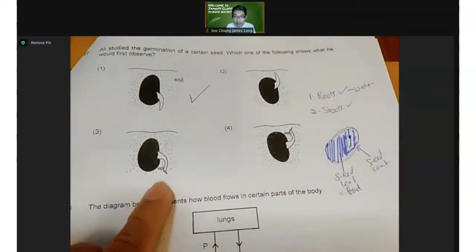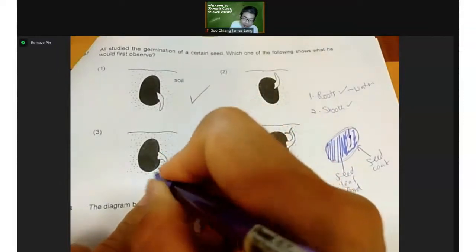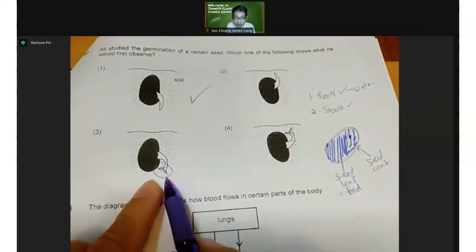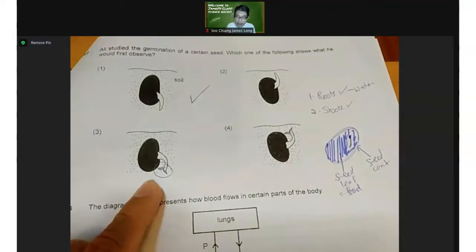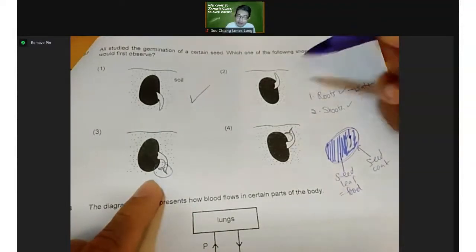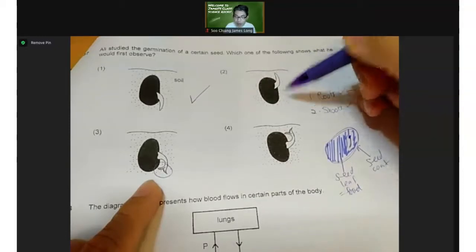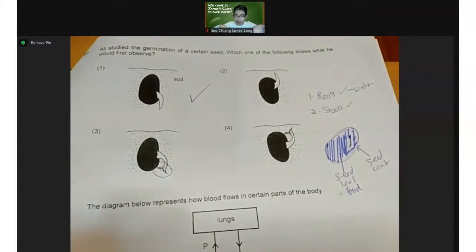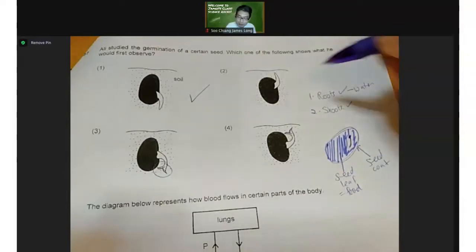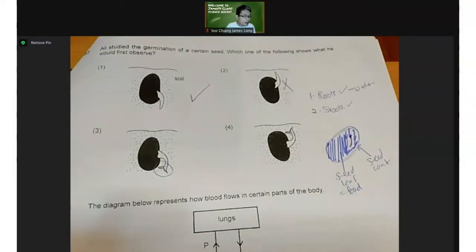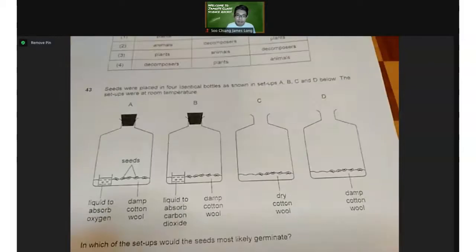Now this one looks like it, but it's not, because you see, this is like the budding young leaves that are coming out. And leaves don't grow downwards, they grow up towards where the light is. And this is the roots that's coming out. But roots grow down into the soil to find water, not go up into the air. Now, next question will be question 43.